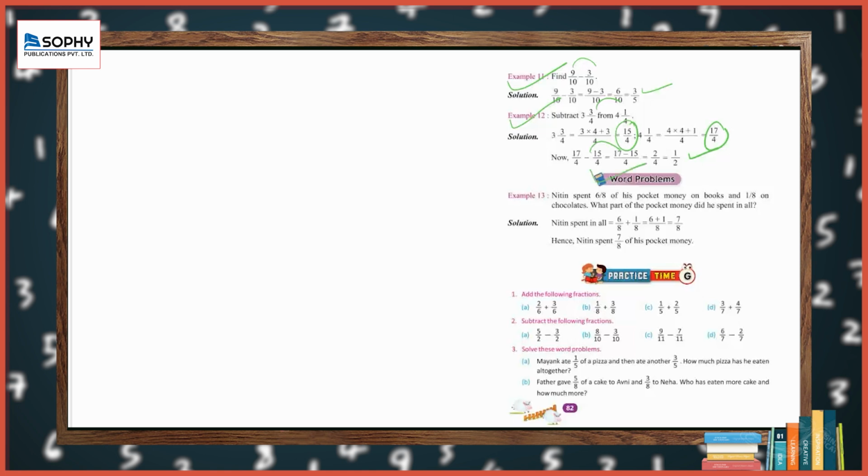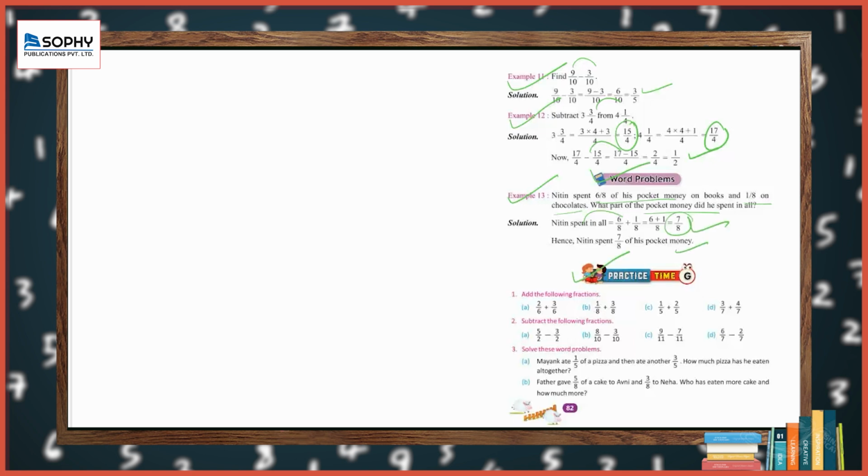Now let's look at the word problem, students. In example number 13, Nitin spent 6 by 8 of his pocket money on books and 1 by 8 on chocolates. What part of the pocket money did he spend in all? So Nitin spent in all, very good, students, that is 7 by 8 of his pocket money.